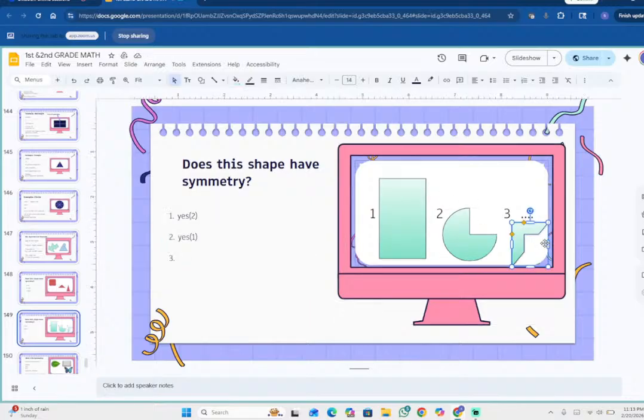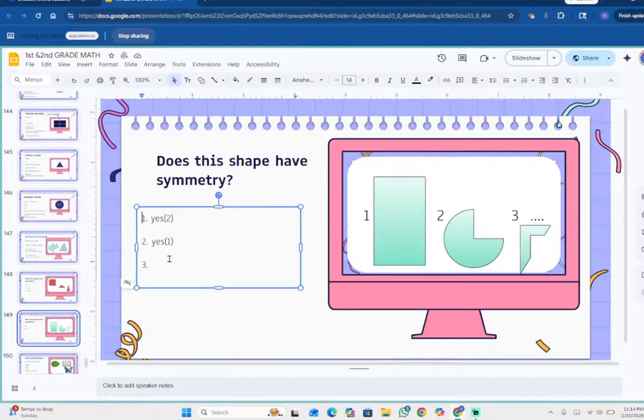Now if we look at this shape, we can tell that the top is slightly smaller than the vertical distance. So there's no place to evenly cut this. Therefore, no. There's 0 lines of symmetry.